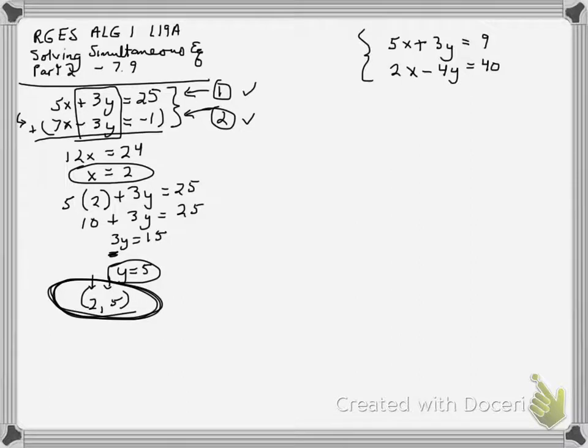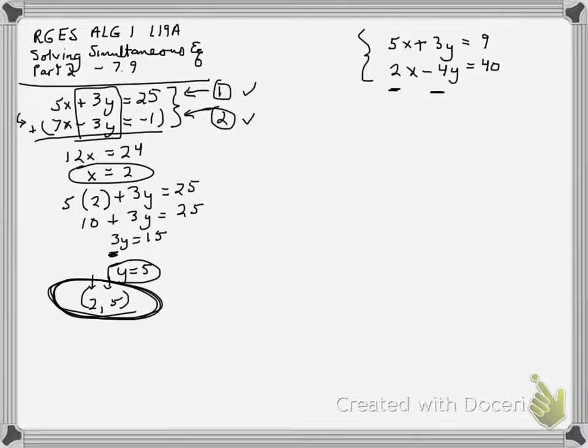Now for the second example that they give you in the book, 5 and 2 do not match for my x numerical coefficients, and 3 and negative 4 do not match. But if I multiplied the first equation by 2 and the second equation by 5, my x's would drop out. They would both be 10. If I multiplied my first equation by 4 and my second equation by 3, my y's would drop out. They would both be 12. So you can do either one. I'm going to do the first one.